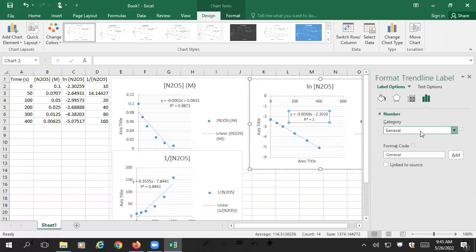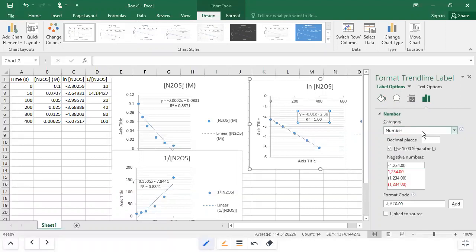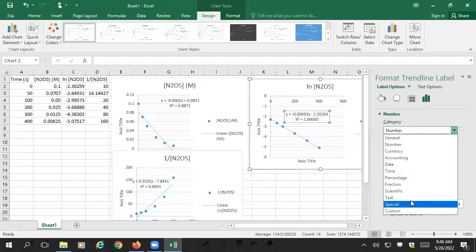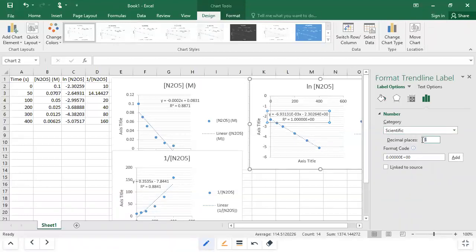You can go to label options and you can set it as a number and carry it out to however many decimal places are necessary to give you your sig figs. Or you can switch it to scientific, to get you the same result. Now, if you're doing this in Google Sheets, it's a little bit harder to toggle that, but it is doable. We can talk about it in lab.